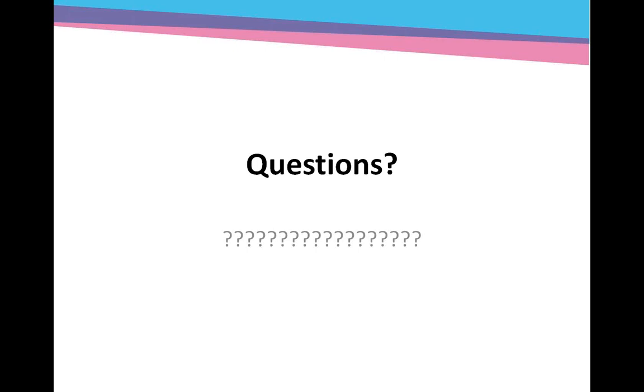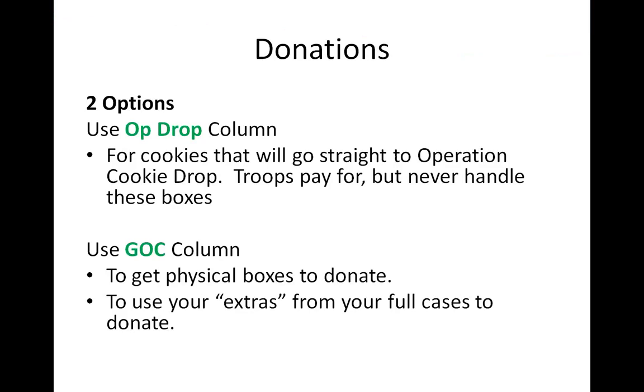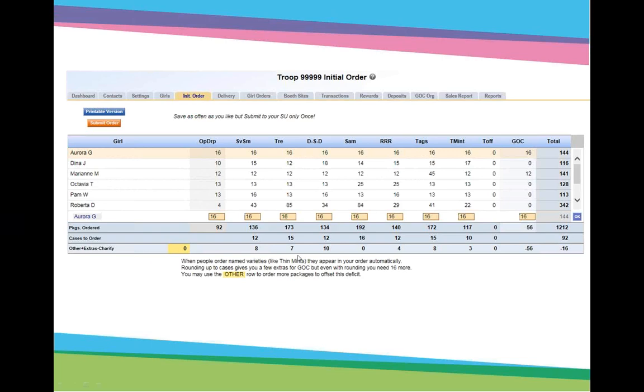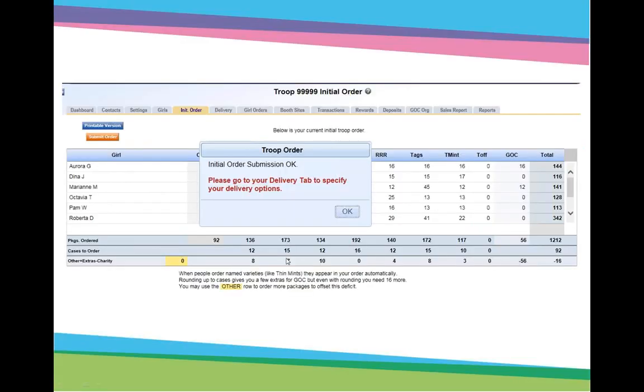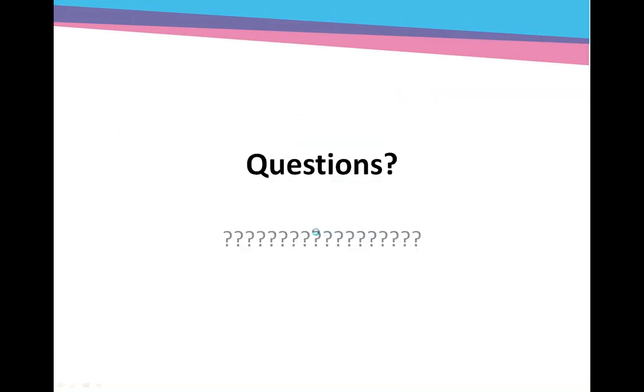I'm confused by the math in the example, GOC and op-drop, maybe because both columns in an example total 16. Can you get back to that slide? I can see that extras in the bottom row from casing up can be used for this. However, the math didn't make sense to me. Well, the op-drop total, remember this line at the bottom is when we were adding in Aurora's order. So this line at the bottom, and I wonder if, actually I'm going to go ahead because you can't see the totals. So we'll go back.